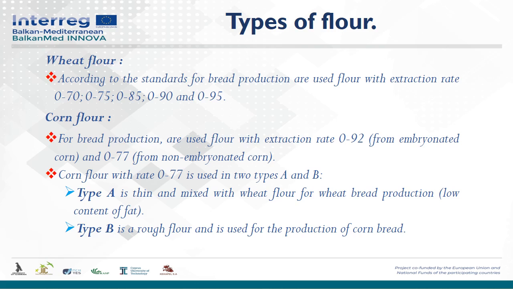Corn flour with extraction rate 77% is used in two types of bread production: type A and type B. Type A is thin and mixed with wheat flour for wheat bread production. This type of bread is known for its low fat content. And type B is raw flour, and it is used for the production of cornbread.